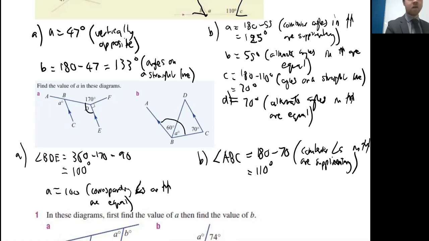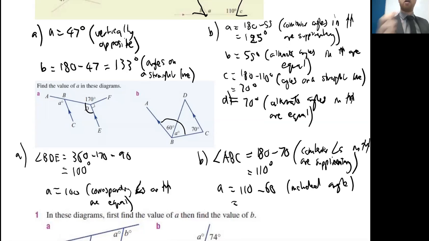Okay, and then because I know that whole angle ABC is 110, I know that angle A is going to be 110 minus 60, because it's an included angle. Okay, that's the angle within an angle. And then that's going to be 50. And I get my answer there. So you see, I had to find something else before I could find the value that I was looking for. All right.